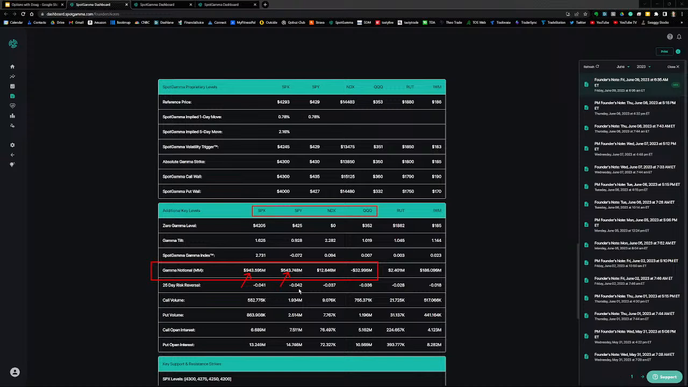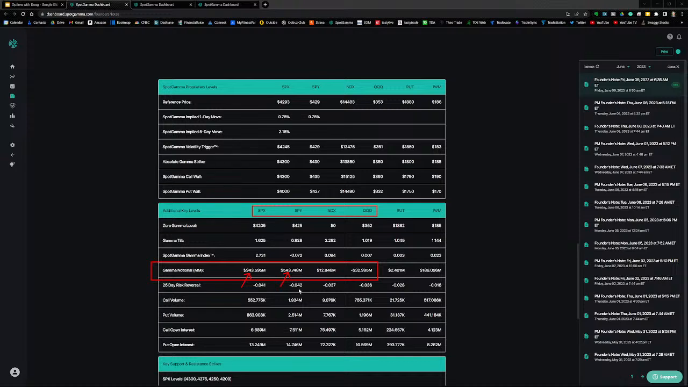And Alex asks, what's the best way to use the Vanna model to know where to get in on a trade? I would not use it as any kind of entry signal, entry trigger. It's simply giving me a sense of how market makers are going to be hedging. So I would use this, certainly in a positive gamma environment like SPX, to help me develop a thesis for the day.